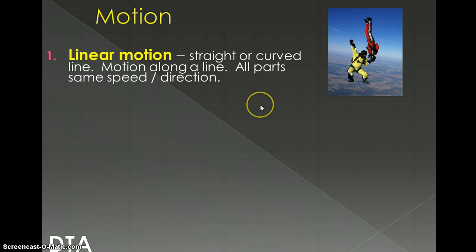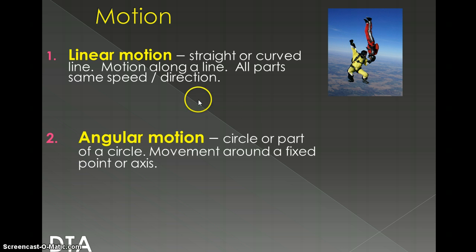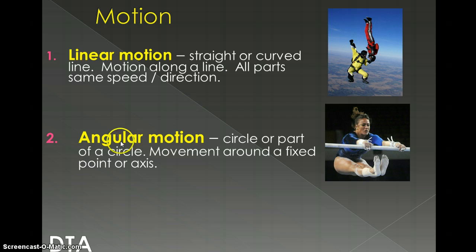Okay, so we'll look at some examples in a minute, but we'll look at the other two different types of motion first of all. The next one is this form of angular motion. This one is the movement within a circle or the part of a circle, but the key thing is the movement around a fixed point or axis. So as the gymnast rotates around that bar there, we can describe that as angular motion.